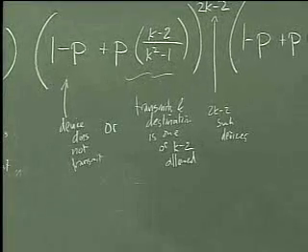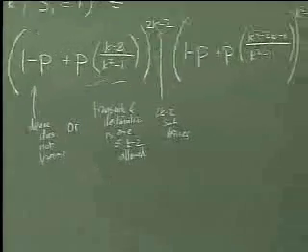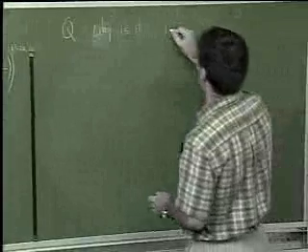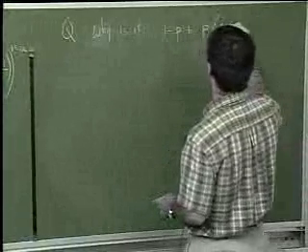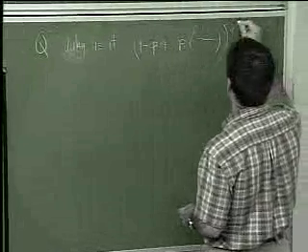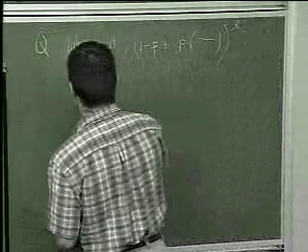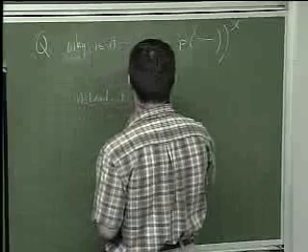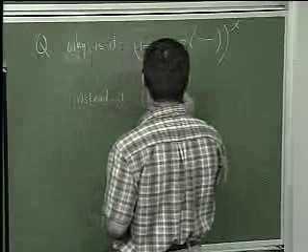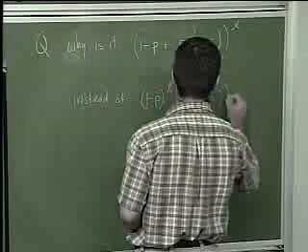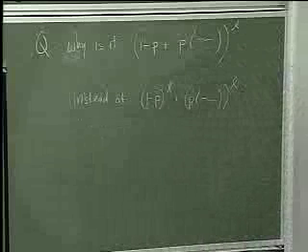So just a quick question. Why is it 1 minus p plus p times whatever this thing is to the L, instead of 1 minus p to the L plus p times whatever this stuff is to the L?